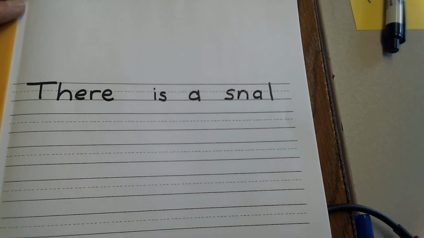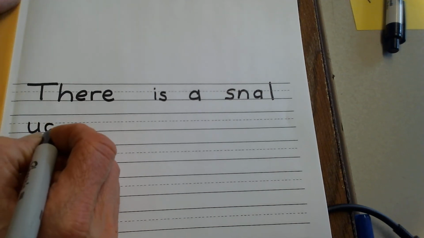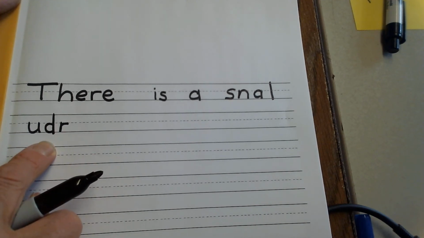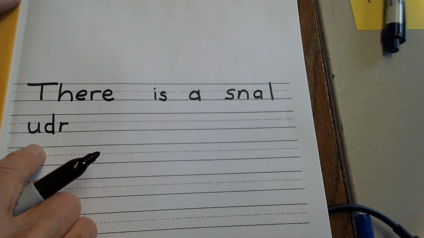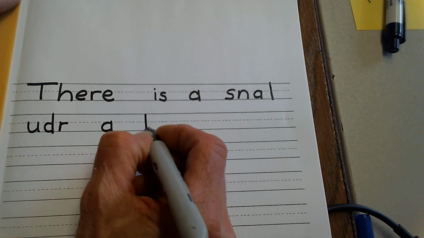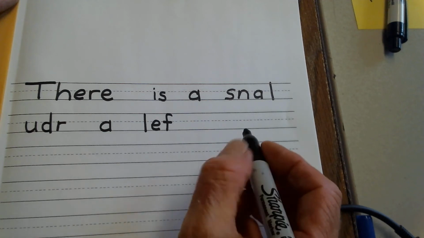That's my critter. Where could he be? He could be in something, on something, under, beside, next to, over, all kinds of places he could be. I think I'll have him under a leaf. So I'm going to have to use my sounds. Under. Okay. I used my sounds as best I could to spell under. There is a snail under a leaf. I'll use my sounds for leaf. Leaf. That was good. There's a snail under a leaf in the yard.